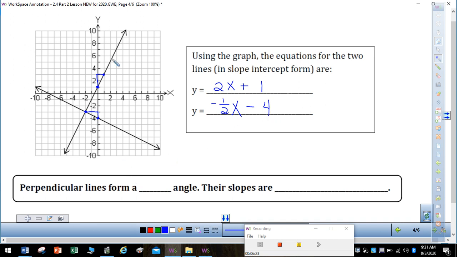So the relationship between the two lines I gave you here is that they are perpendicular. Perpendicular lines form a 90-degree angle. So this angle right here is 90 degrees. That's also called a right angle. And the connection between their slopes is that they are negative reciprocals.